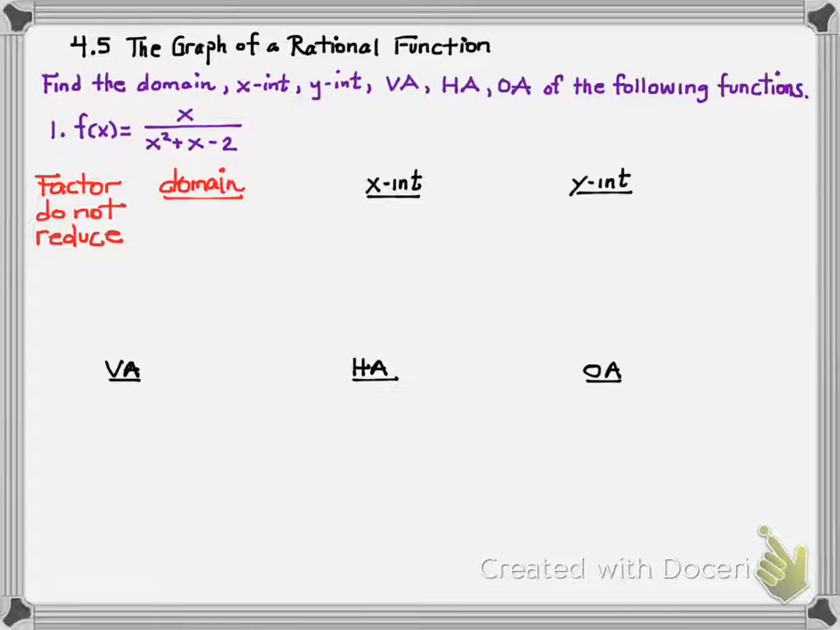Okay, we're doing 4.5, the graph of rational functions, part 1. And we're going to be finding a bunch of things: domain, x-intercept, y-intercept, vertical asymptotes, horizontal asymptotes, and oblique asymptotes. All right, for the following functions. Number 1, we have f of x equals x over x squared plus x minus 2.